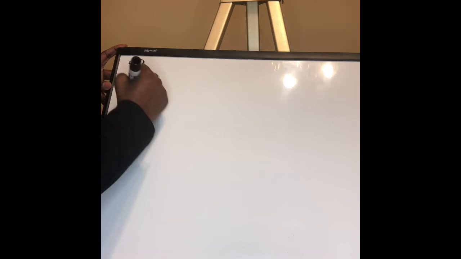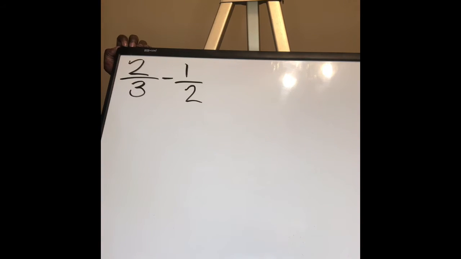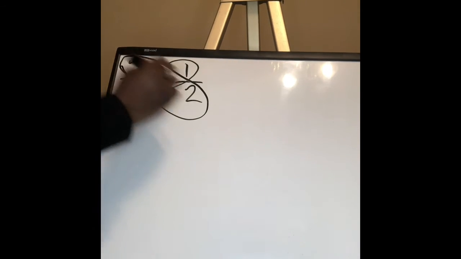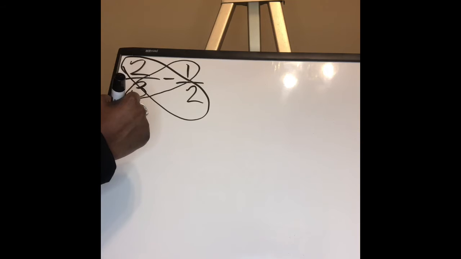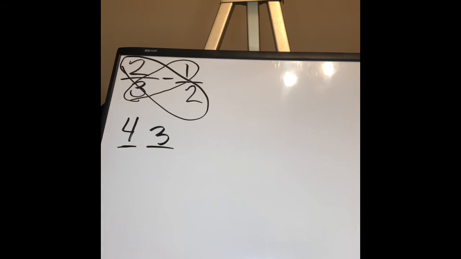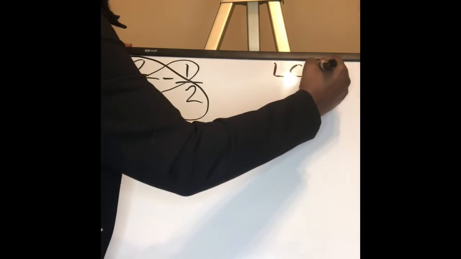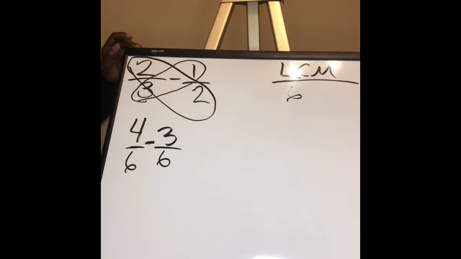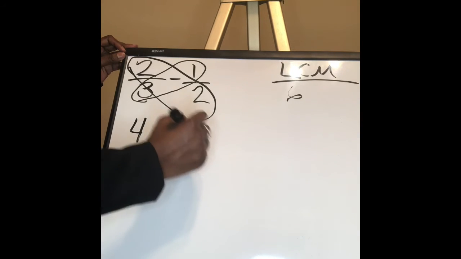Okay, the next one is 2/3 minus 1/2. Yes, Genesis, you have a question? You said you have another way that you know how to do this? Okay, do you want to share? All right, so Genesis said she does the butterfly method, or cross multiplication. So she said she does 2 times 2 is 4. 3 times 1 is 3. So Genesis, what would be the denominator? Okay, so you said you knew that the LCM for 3 and 2 was what, Genesis? 6. So you're saying it's 4/6 minus 3/6. That's what you're telling me. So that'll give us 1/6.